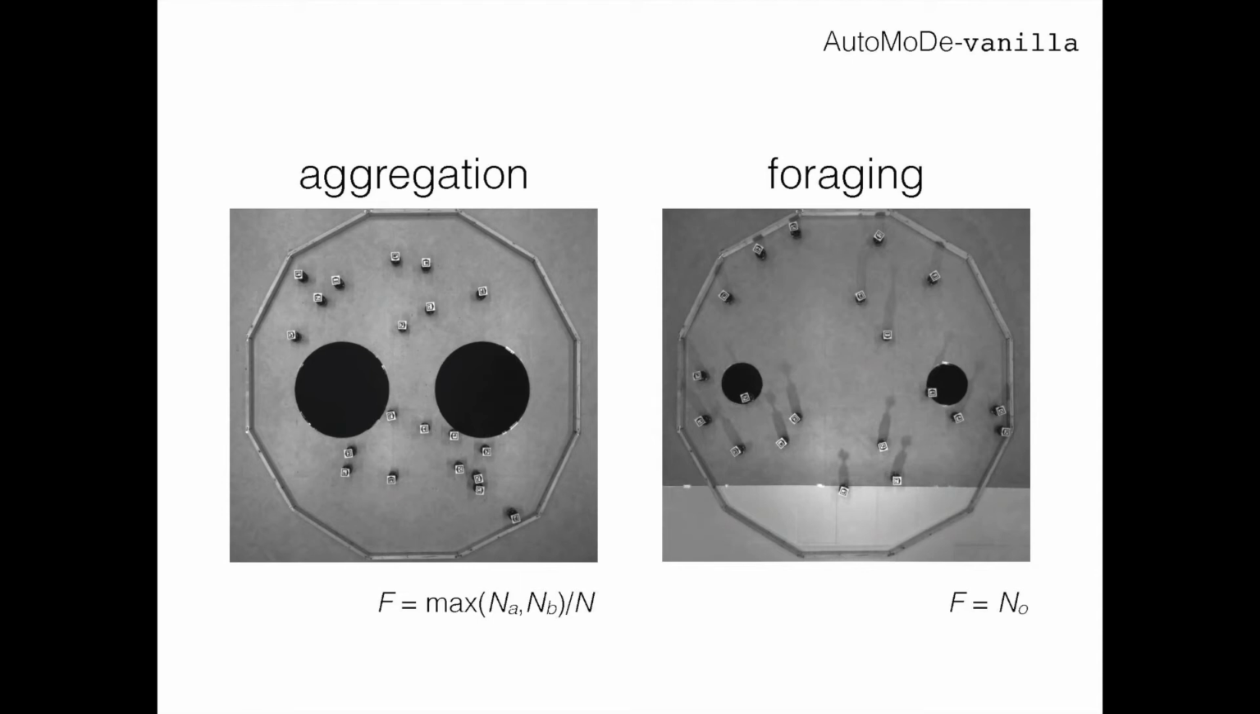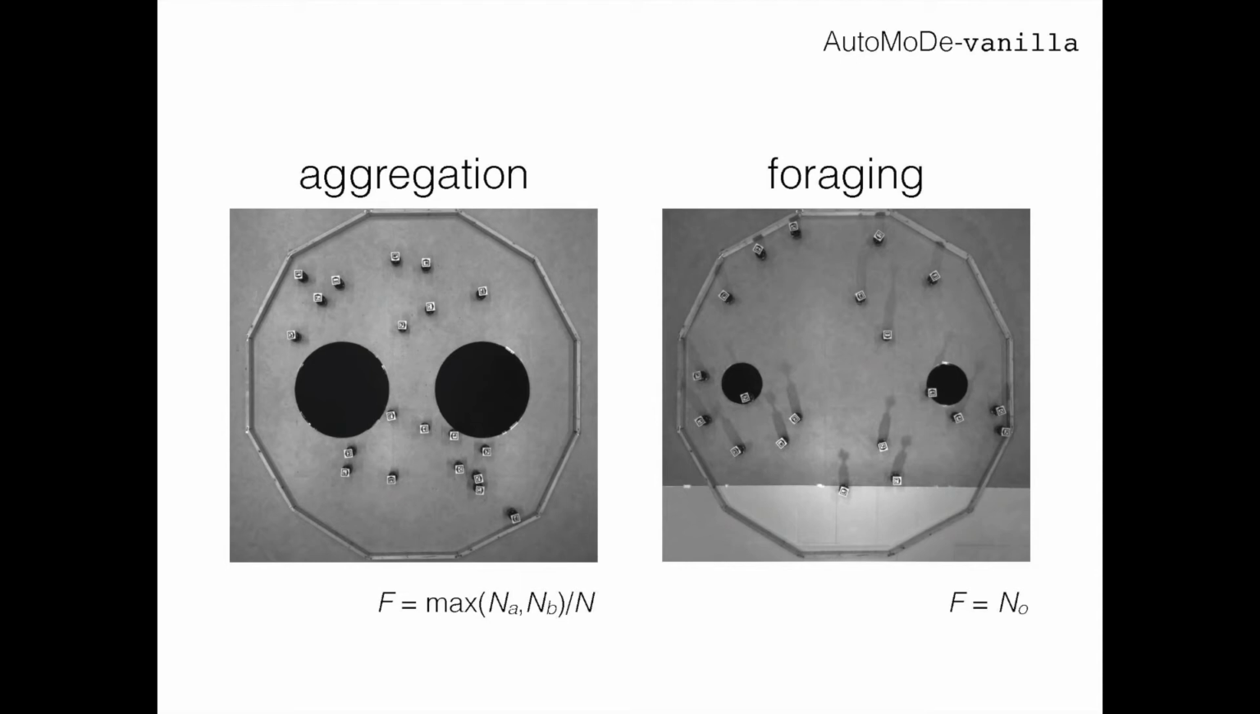I give you an example. If we have at the end of the run 10 robots on one of the two areas and 5 robots on the other, and the other 5 going around on the gray area, the final score will be 10, the maximum between 10 and 5, divided by 20, which is the total number of robots. So the final score will be 0.5.